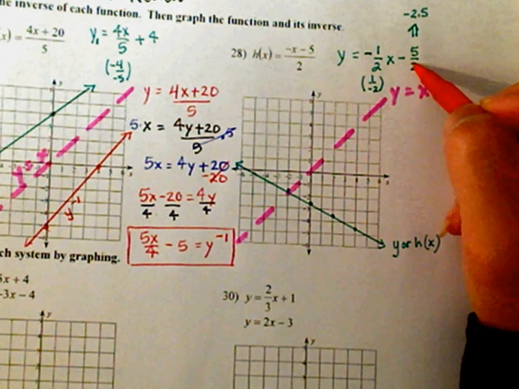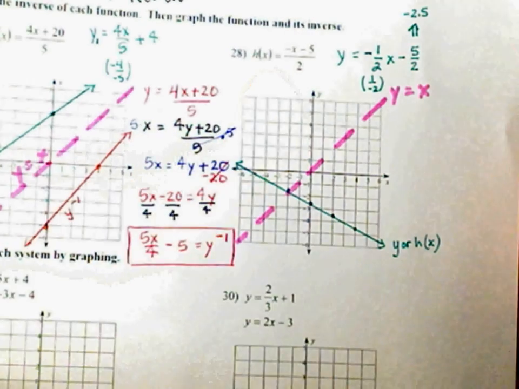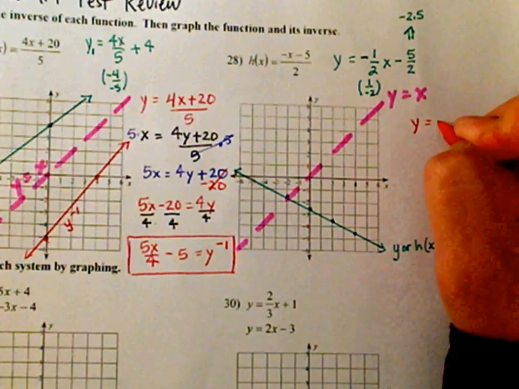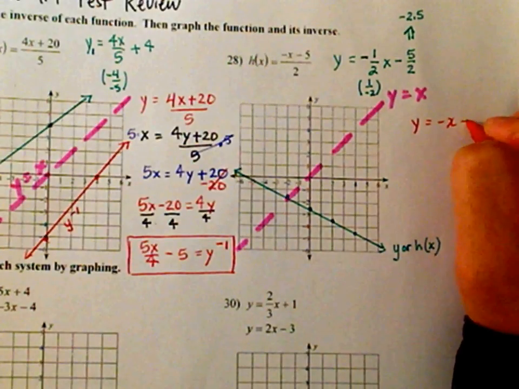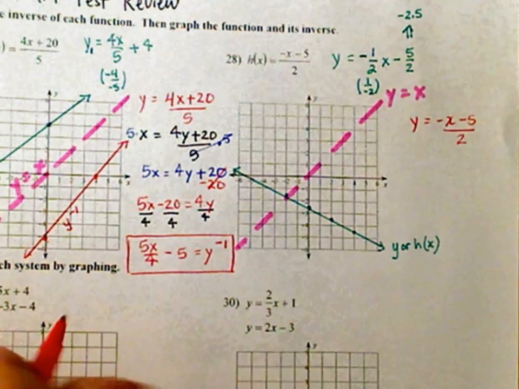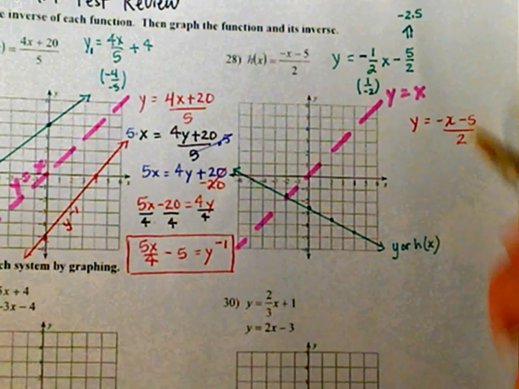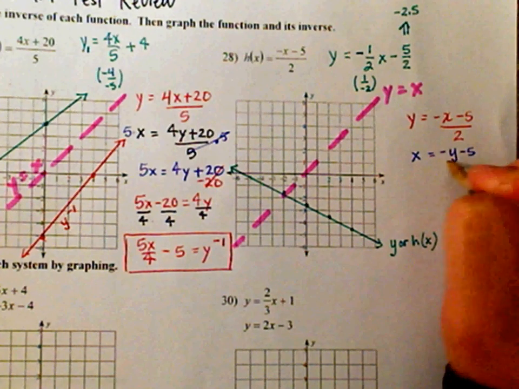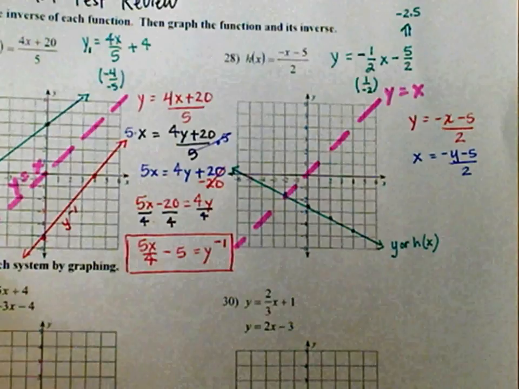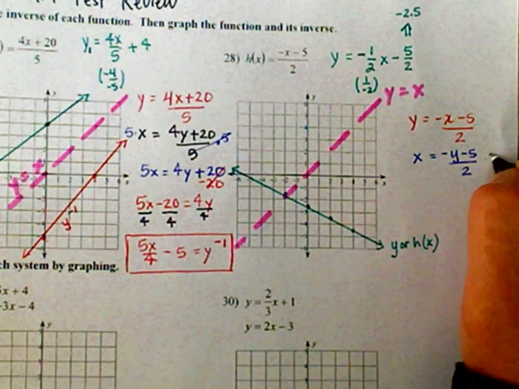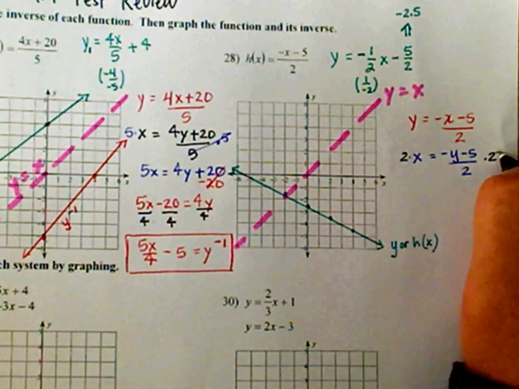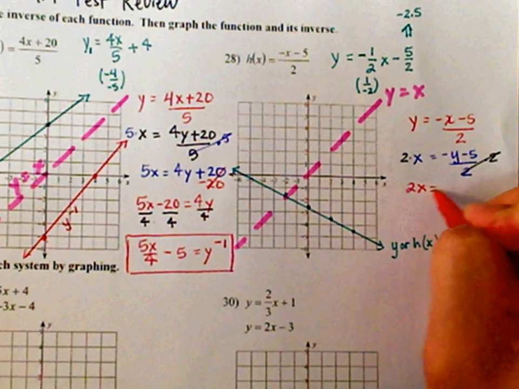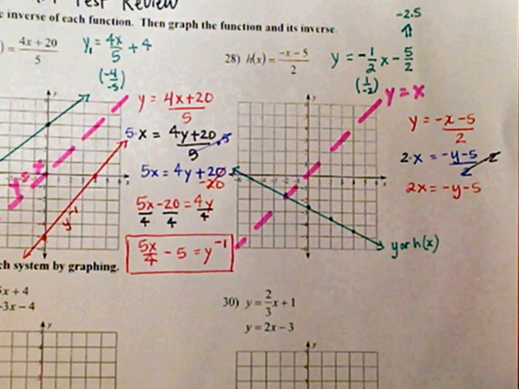Remember to switch your x and your y. I'm going to go back to my original because it makes it a lot easier. So you have y equals negative x minus 5, divided by 2. You're going to switch your x and your y. Y becomes x. x equals negative y minus 5, divided by 2. Solve for y. Times 2, times 2. That cancels. So now you have 2x equals negative y minus 5.